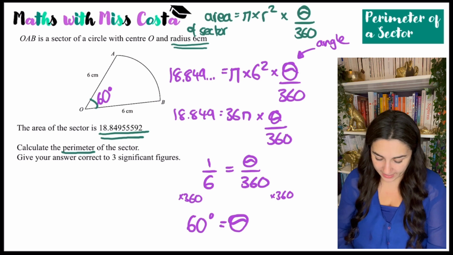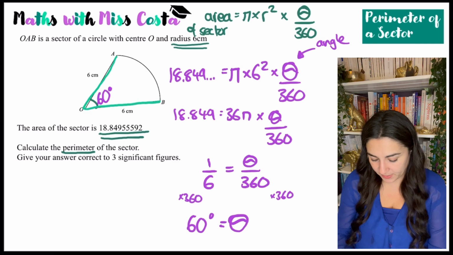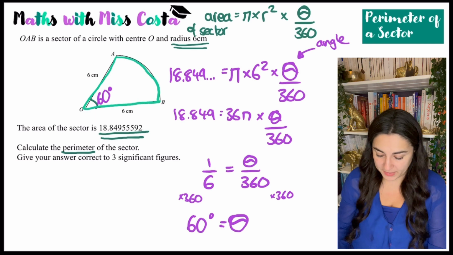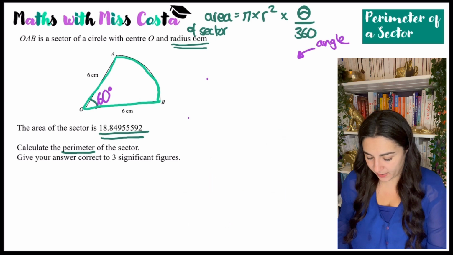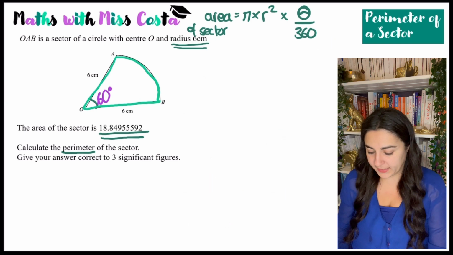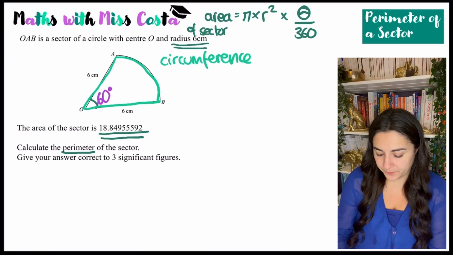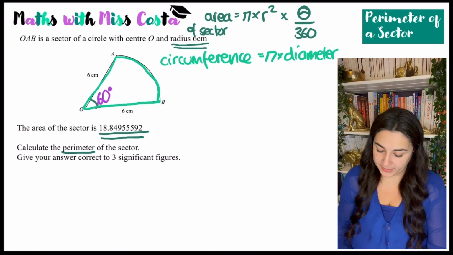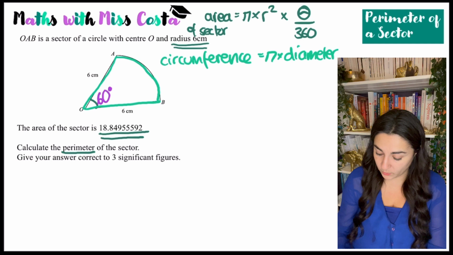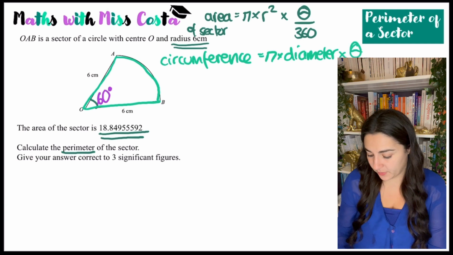Now, how do I work out the perimeter of the sector? Well, to work out the perimeter of the sector, I'm going to need to do this, plus this, which means I need to find the arc length. So how do I find arc length? Well, what's the formula for the circumference of a circle? The circumference of a circle is pi times the diameter. So similarly, just like with the area, I'm going to need to work out the circumference of the whole circle and multiply it by the fraction of the circle that I'm dealing with.